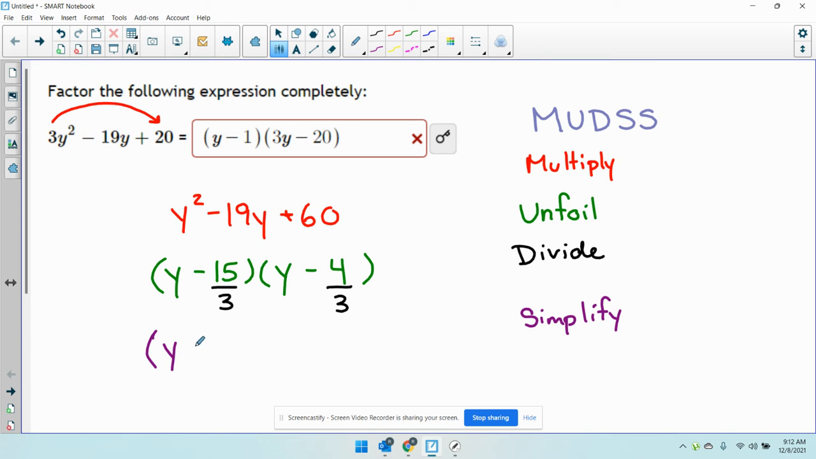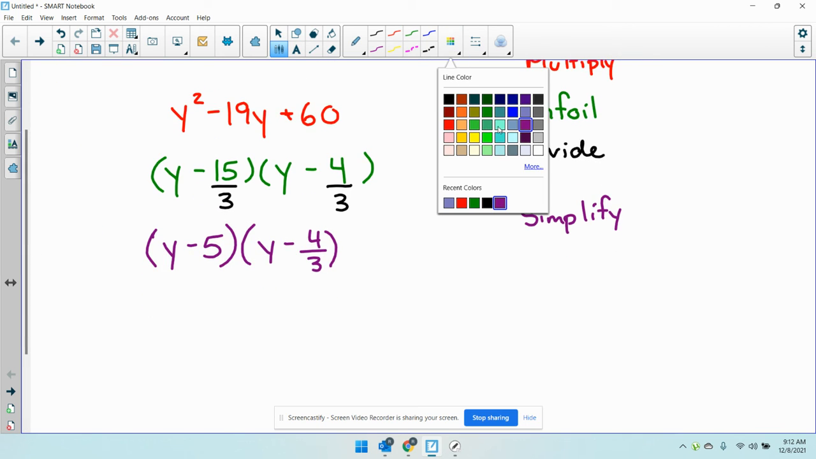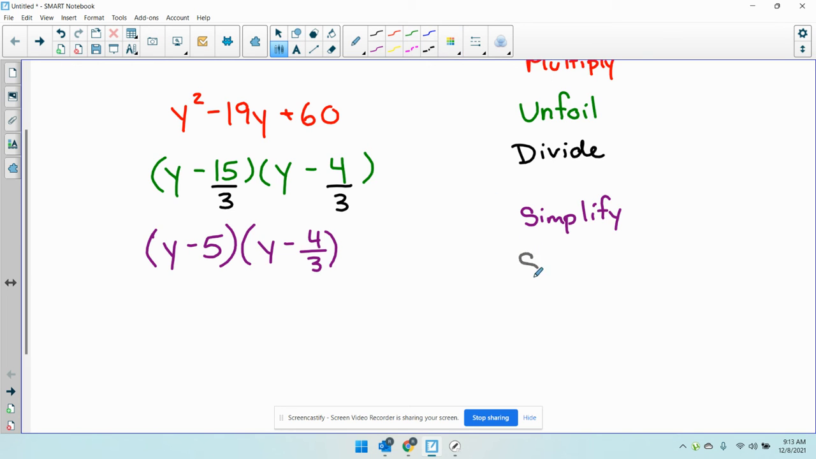So this is y minus 15 divided by 3, which is 5. And the other one doesn't simplify. And the last S stands for slide.